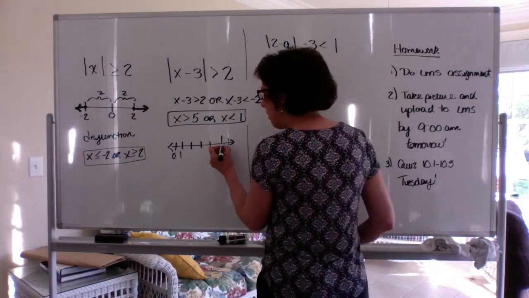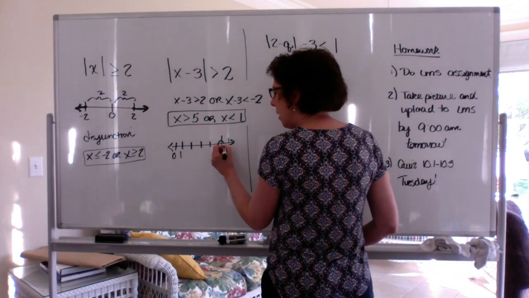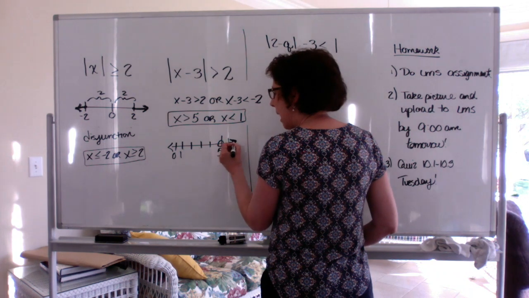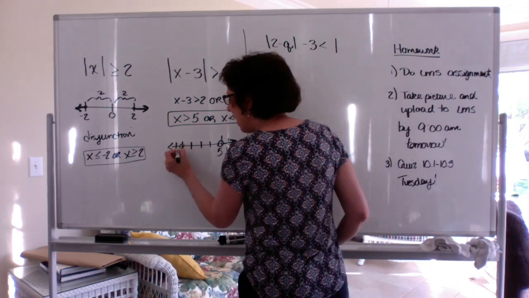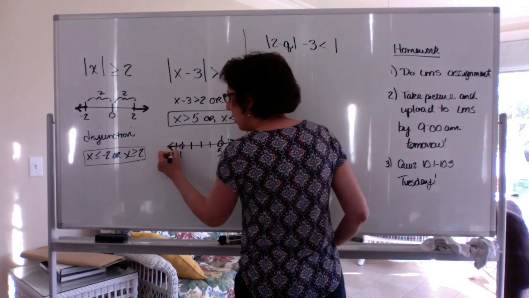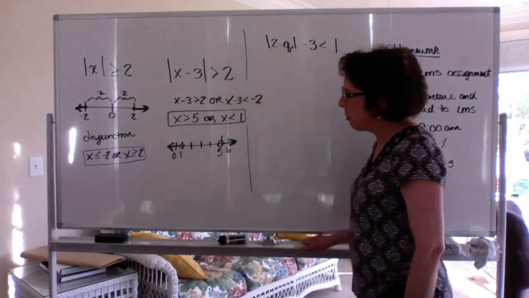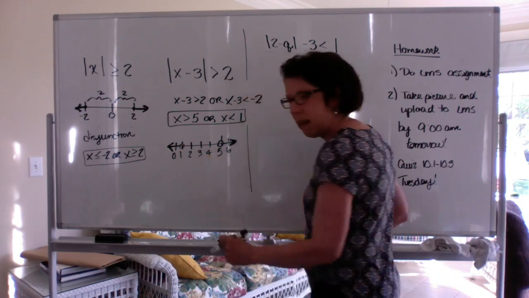X is greater than 5. So I'm going to go ahead and put an open circle and darken. I'm going to have a ray going to the right. And then less than 1, I'm going to have an open circle. And I'm going to darken the line and the arrow going that way. I'm going to fill these numbers in. Now, that looks really nice.